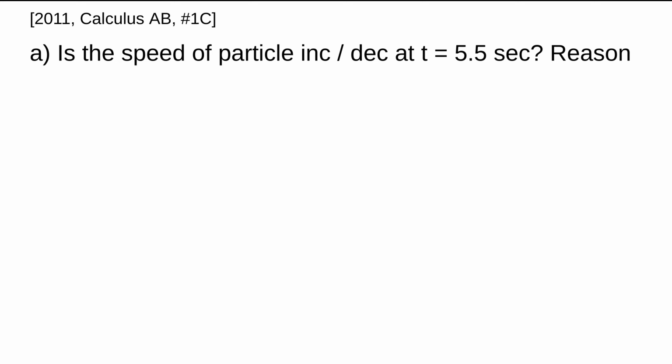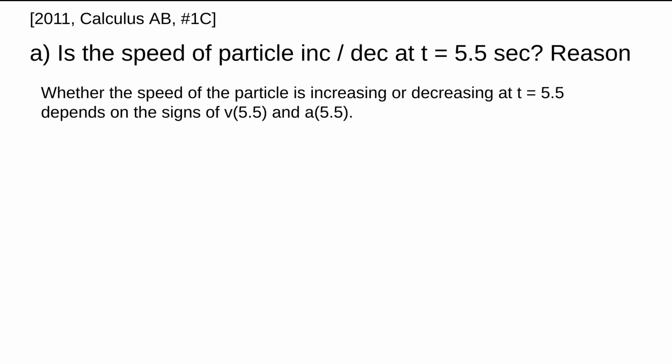In part A of the question, we are asked if the speed of the particle is increasing or decreasing at t equals 5.5 seconds and to provide a reason. Well, the speed of the particle, whether it's increasing or decreasing, is dependent on the signs of v of t and a of t at t equals 5.5. So we need to determine the values of v of 5.5 and a of 5.5.